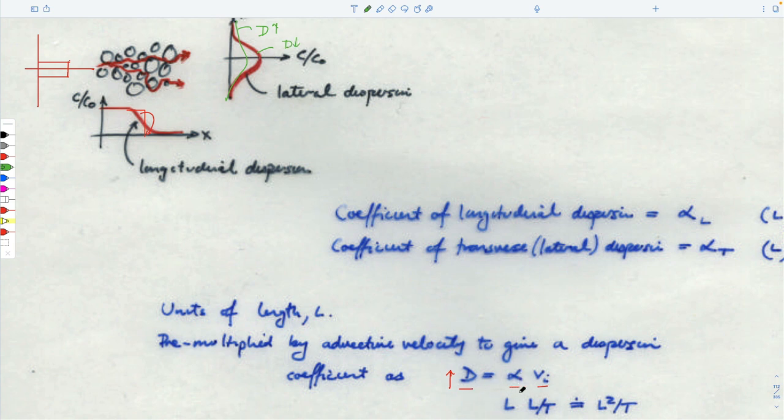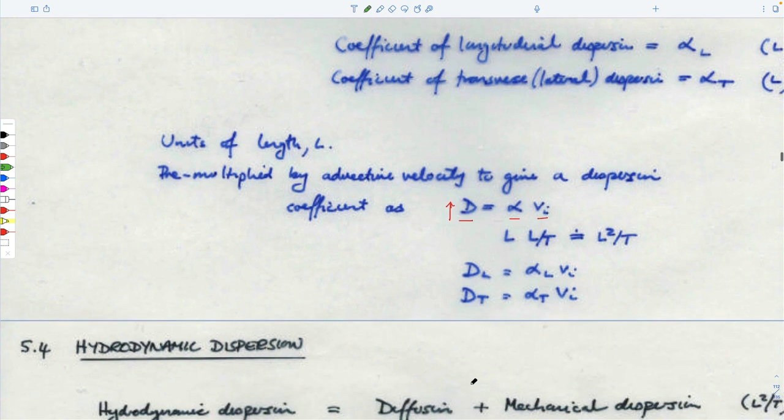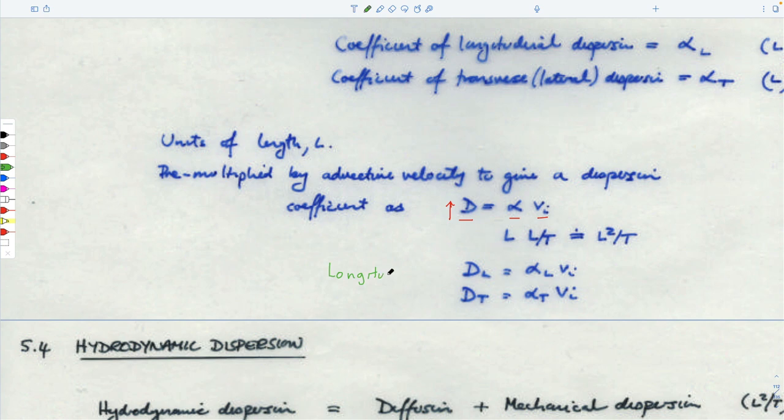And so this here would scale. This is a property that defines the geometry of our porous medium. This says that if it flows faster, we'd expect it to spread out more, observed empirically, and that's why it's done. And so these individual components are referred to as a longitudinal one. And transverse.